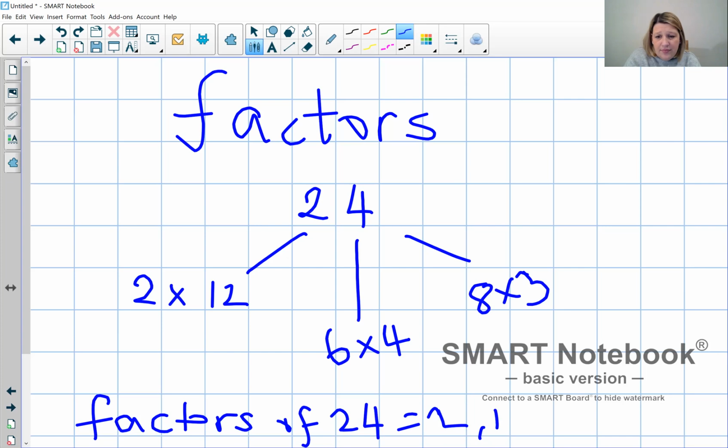2, 12, 6, 4, 8, 3. They are all the factors of 24. Okay, so it's numbers that can be multiplied together to get to an answer. So however you want to display it is absolutely fine. I can display it like this, shows my factors, or I can show it like this as a sentence down the bottom. But factors simply means numbers that can be multiplied together to be able to get to the answer. Okay, so it's literally as straightforward as that.